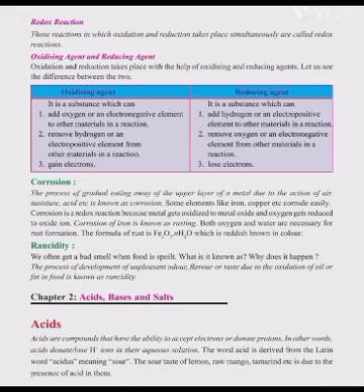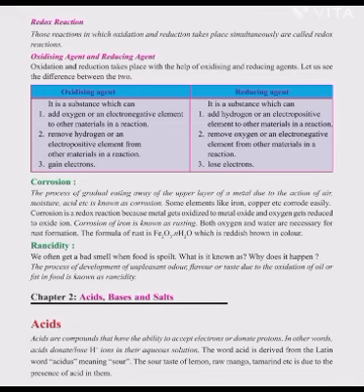Redox reaction. Those reactions in which oxidation and reduction take place simultaneously are called redox reactions. Oxidizing agent. It is a substance which can add oxygen or an electronegative element to other material in a reaction. Reducing agent. It is a substance which can add hydrogen or an electropositive element to other material in a reaction. Oxidizing agents remove hydrogen or electropositive elements from other materials in a reaction. Reducing agents remove oxygen or electronegative elements from other materials in a reaction. Oxidizing agents gain electrons, reducing agents lose electrons.